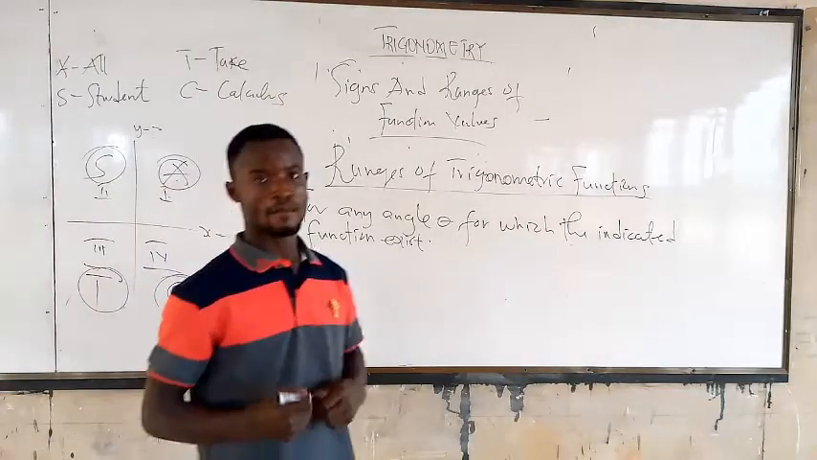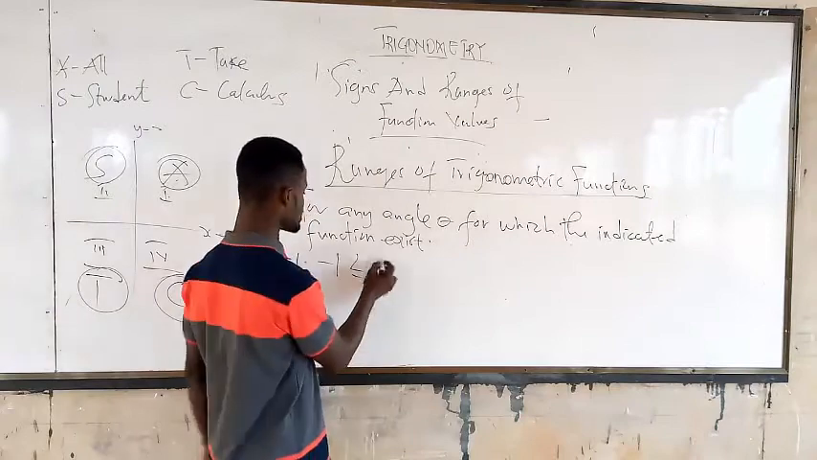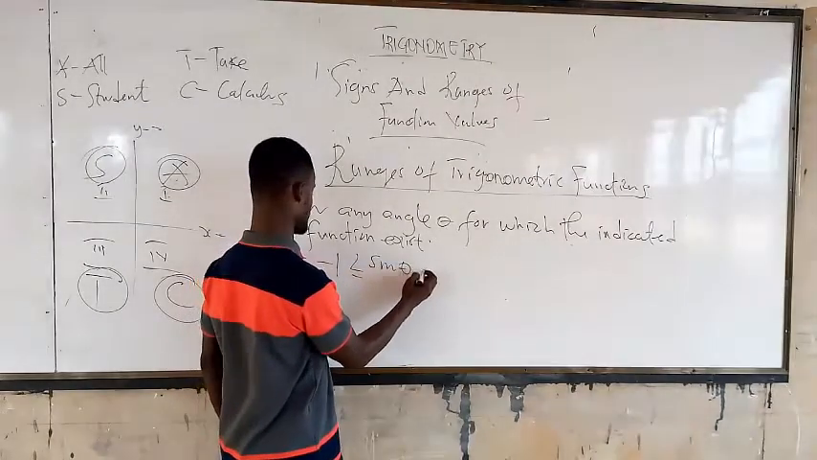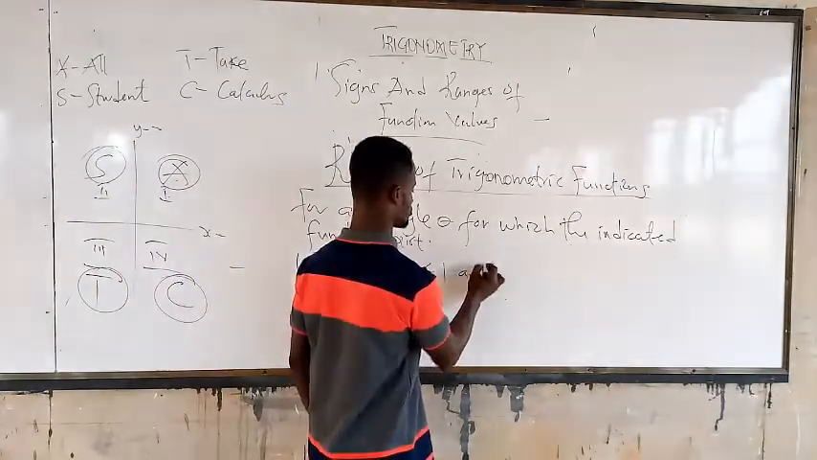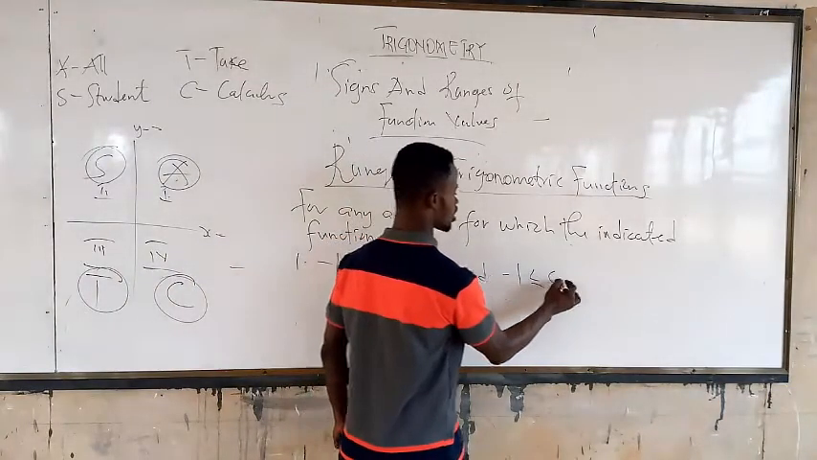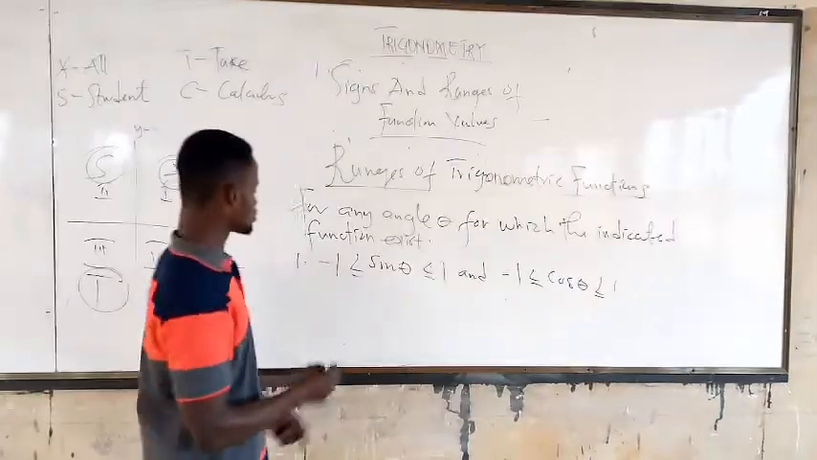1. Negative 1 is less than or equal to sine theta, less than or equal to 1. That is the range for sine theta. And that is the same for cos theta.